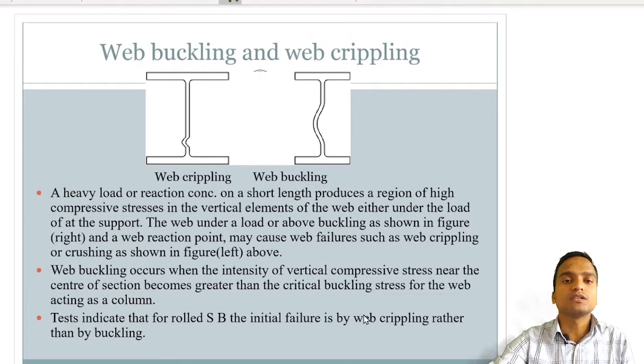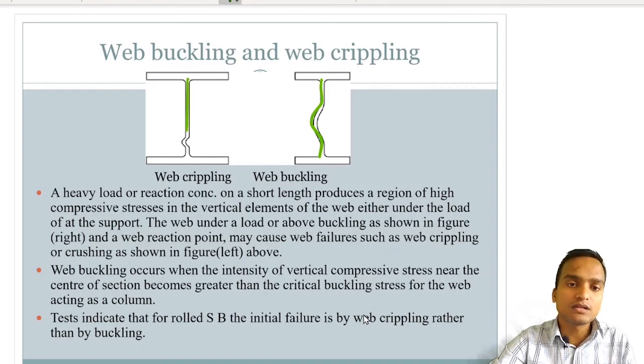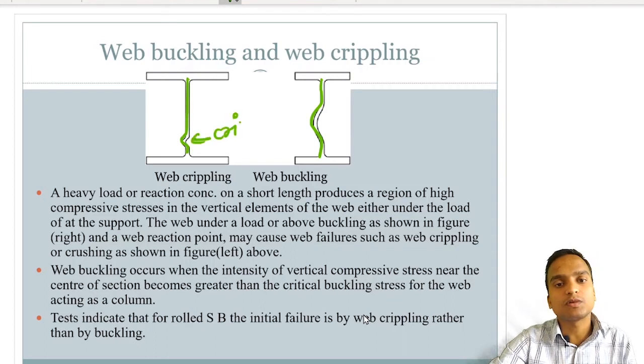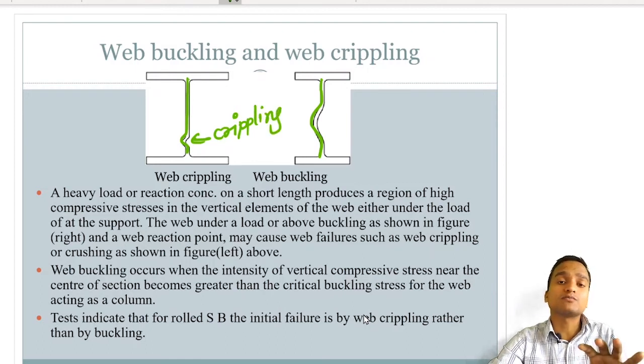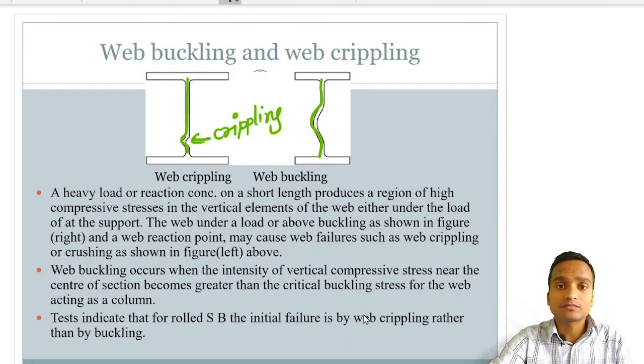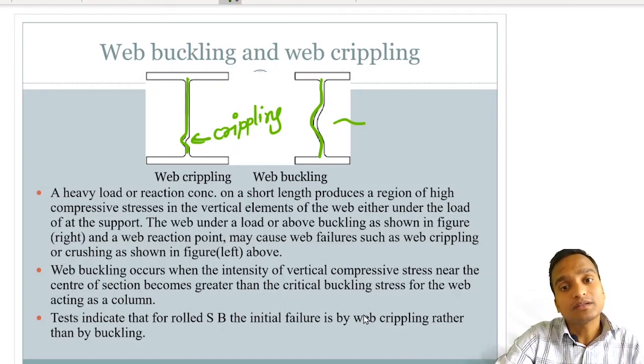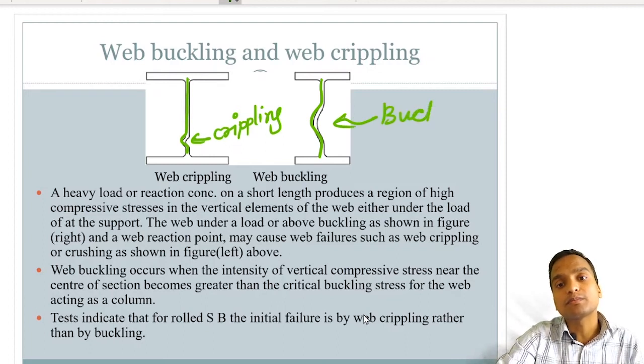So if you see what is the difference between web buckling and web crippling. In this case the web is buckling, okay, whereas in this case there is slight crippling in the web. So this is crippling. Crippling, as the name suggests, means that the web has become crippled. Crippled means handicapped, like a person who has become lame. Okay, so this is crippling of the web, but this is the buckling of web.